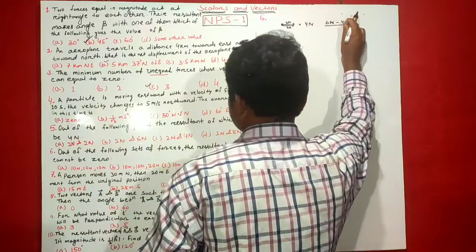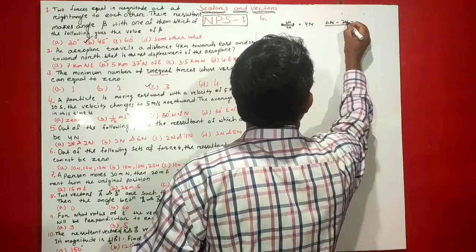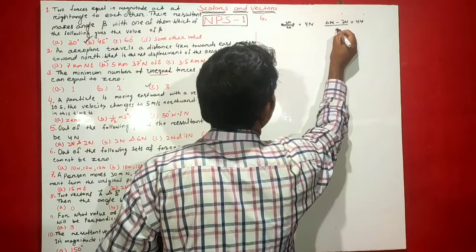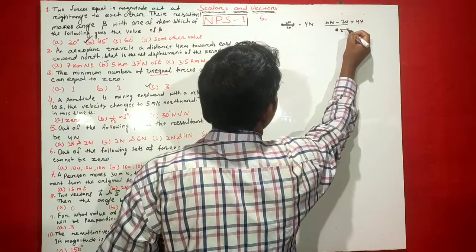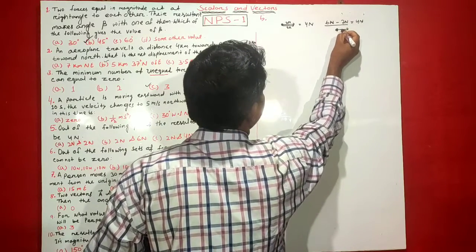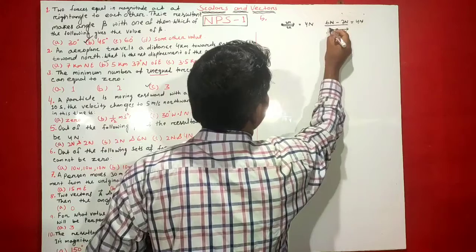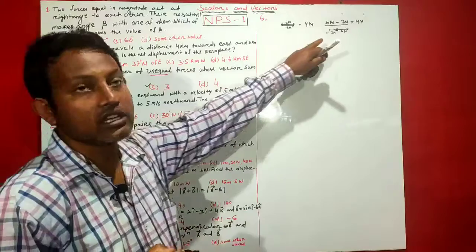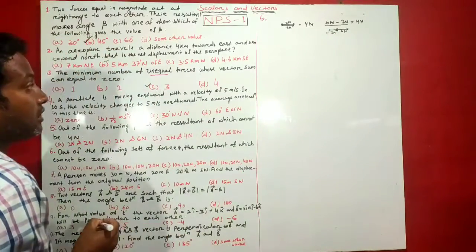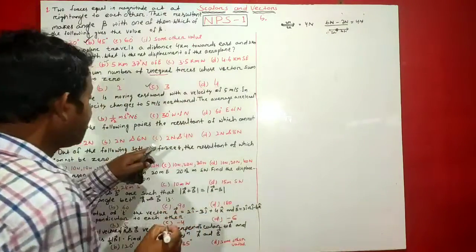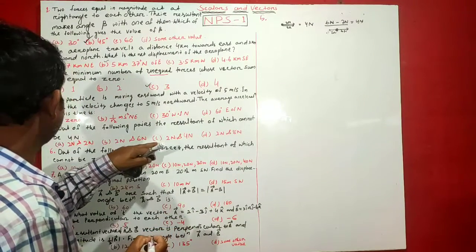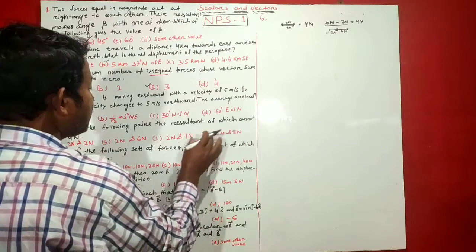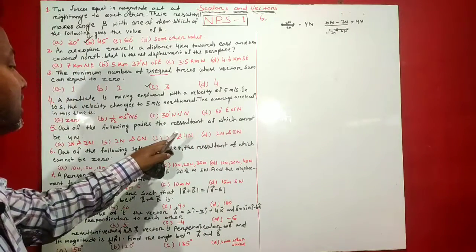So this will be also for 6 and 2. This will be also 4 Newton. When we put the two forces in two opposite directions, then their resultant will be 4 Newton, when they are at 180 degree. So next, the options are 2 Newton and 4 Newton, and here is 2 Newton and 8 Newton.